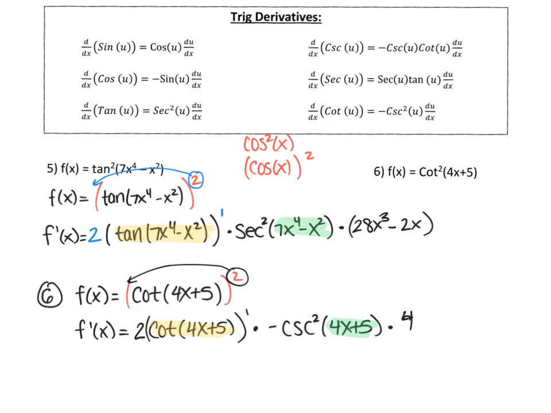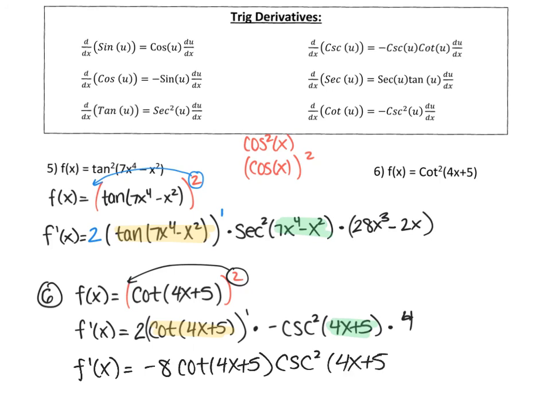So this one we can actually simplify a little bit. 2, negative 1, and 4 multiply to negative 8. So f prime of x is negative 8 times cotangent of 4x plus 5 times cosecant squared of 4x plus 5. And that is your simplified answer.